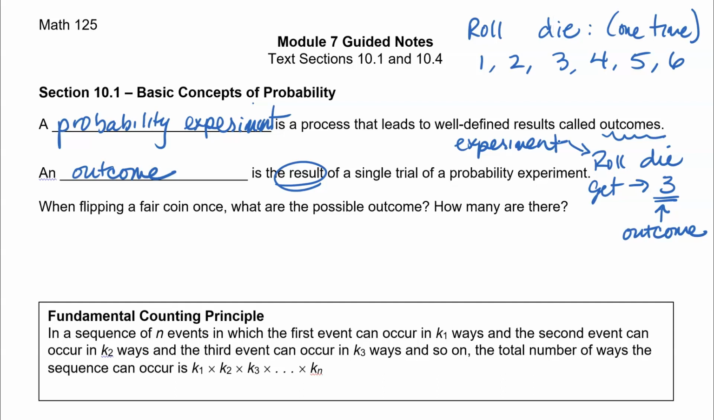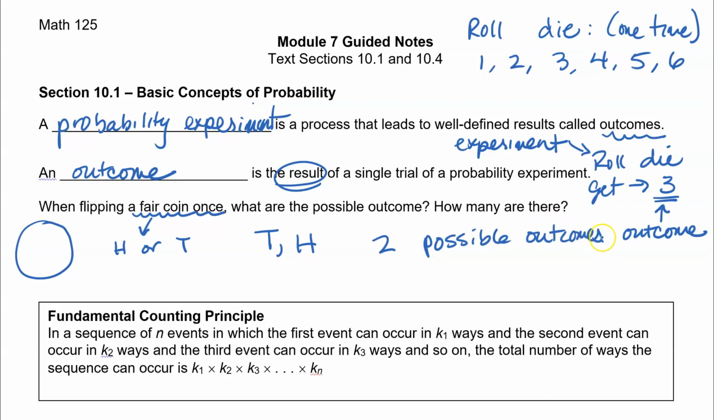Okay. For instance, let's do another example. When flipping a fair coin once. When we say fair coin, and when you see that in your homework, that means you could get a heads or a tails. So think of just a penny or a nickel or a dime. What are the possible outcomes if you flip a fair coin once? Well, you could get a tail or you could get a head. So these are the possible outcomes. There are 2 possible outcomes.